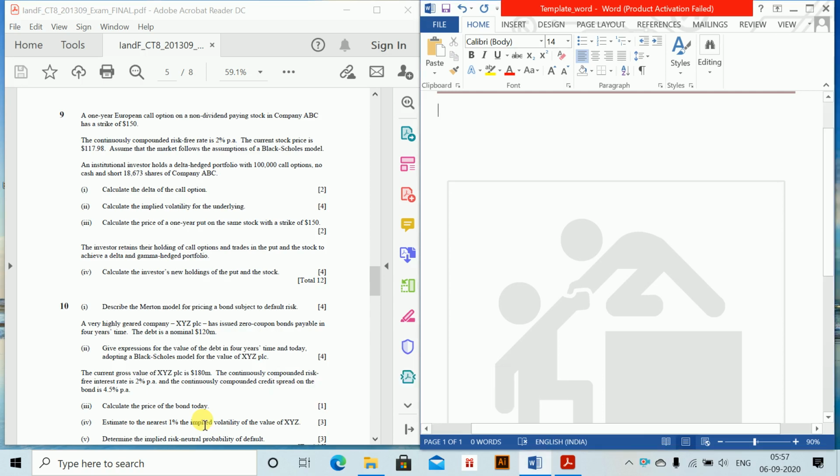September 2013, question 9, Black-Scholes method. A 1-year European call option on a non-dividend paying stock in a company ABC has a strike price of 150. The continuously compounded risk-free rate is 2% and the current stock price is 117.98. Assume that the market follows the assumptions of the Black-Scholes model. An institutional investor holds a delta-hedged portfolio worth 100,000 call options to cash and short shares of company ABC. Calculate the delta of the call option.